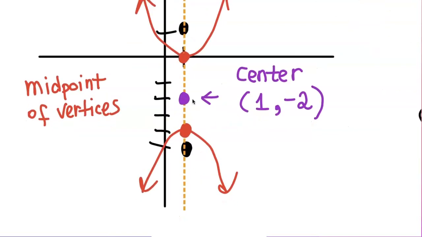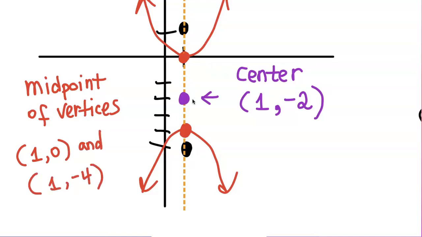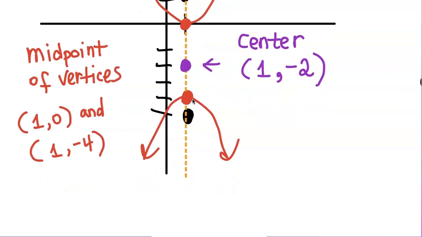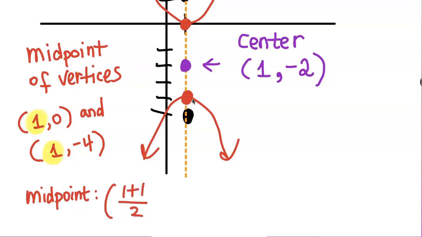So remember they gave us the vertices are (1, 0) and (1, -4), right? So how do you find the midpoint of these two points? Well, you have to add the x by x and divide by 2. So when you do 1 plus 1 divided by 2, and for the y-coordinate, you'll be adding the y-coordinates, 0 plus -4.